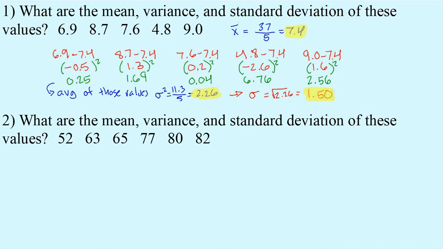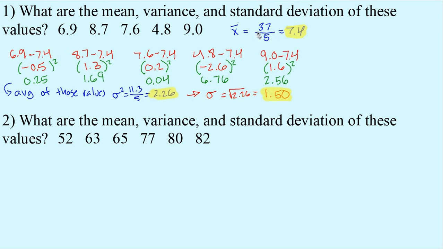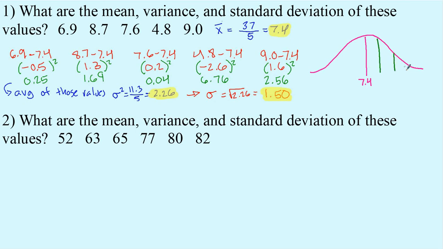Now, what does that mean? Well, we can graph this. Let me move this over a little. Let's show it based on the normal curve. If this was normal, then the mean is 7.4 and for the standard deviation, usually we go 3 standard deviations. So we go up 1.5 and down 1.5.